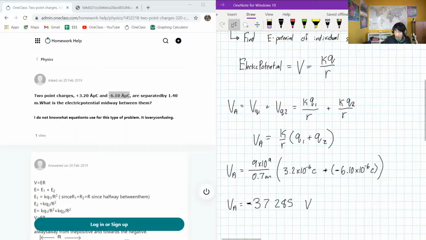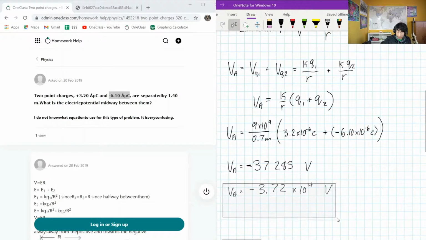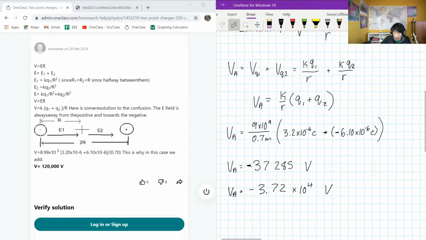And to adjust for significant figures, we have 3 significant figures. So we could say VA is equal to negative 3.72 times 10 to the 4 volts. And this would be our electric potential here. Cool. So that would be my final calculation.